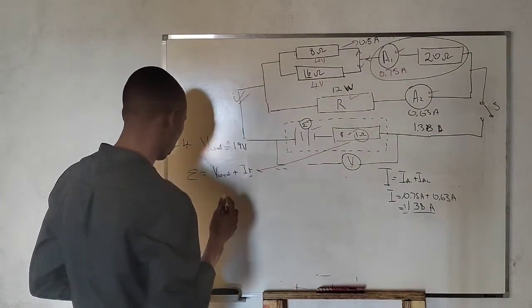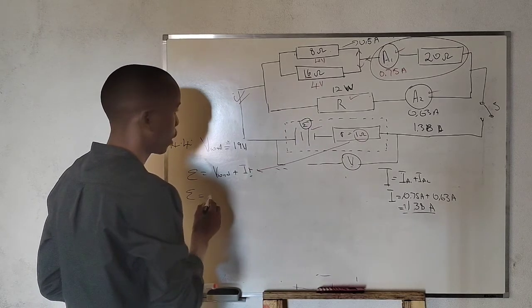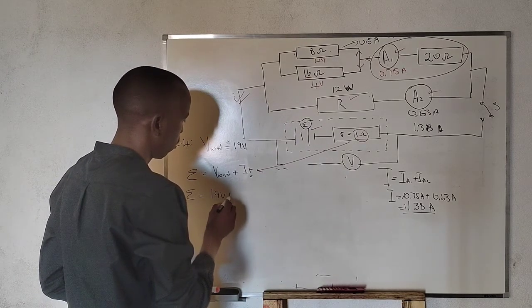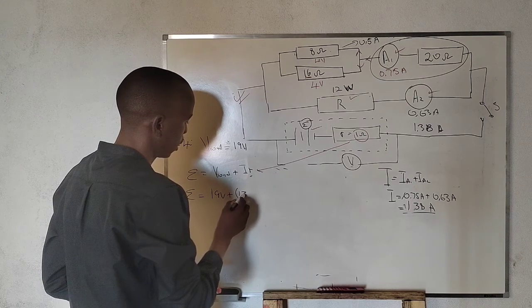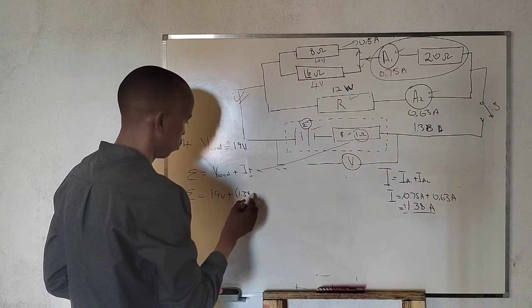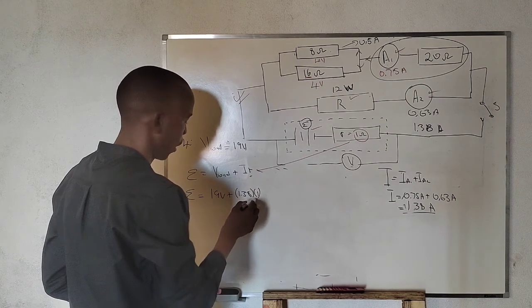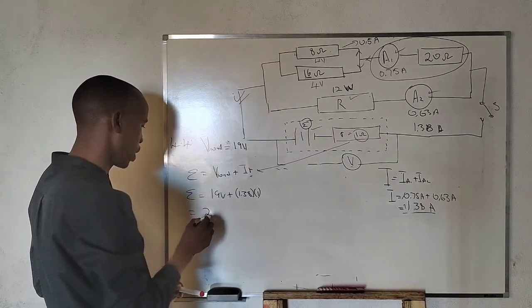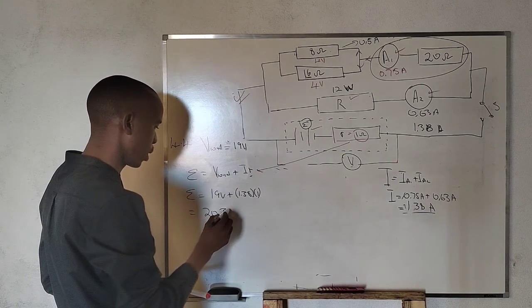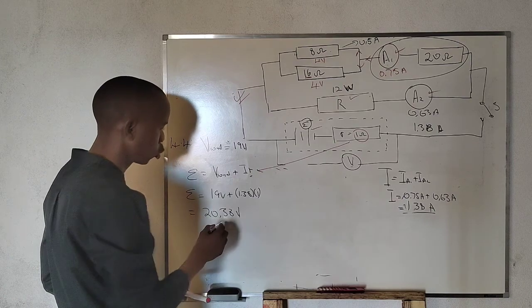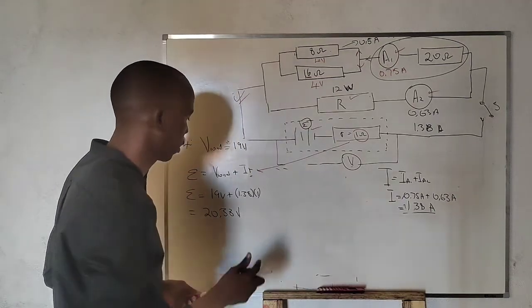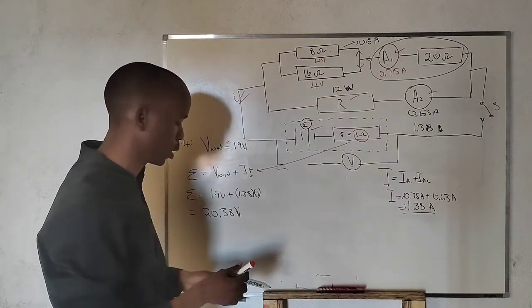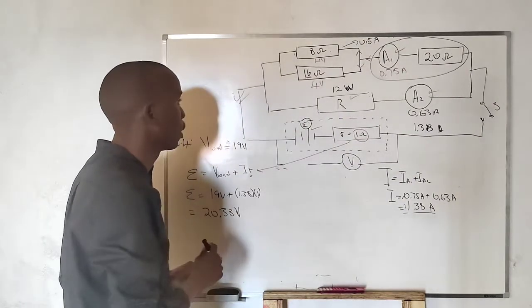And then let us proceed here. EMF is given by 19 volts plus 1.38 times 1, which is equal to 20.38 volts. So it is very straightforward. So the EMF is 20.38 volts.